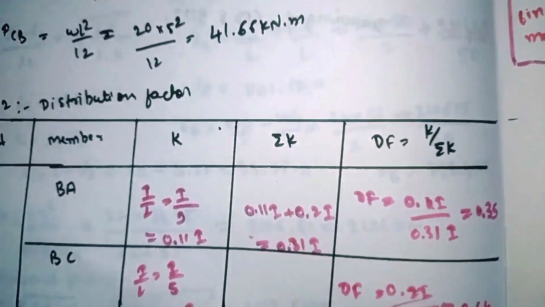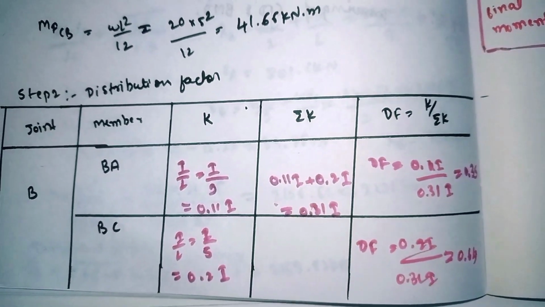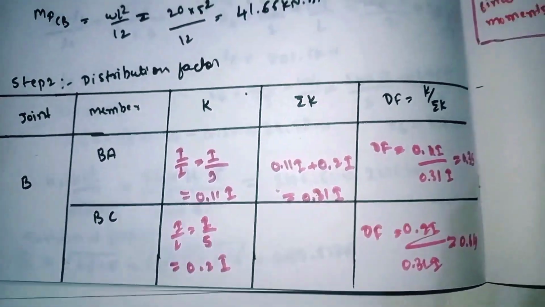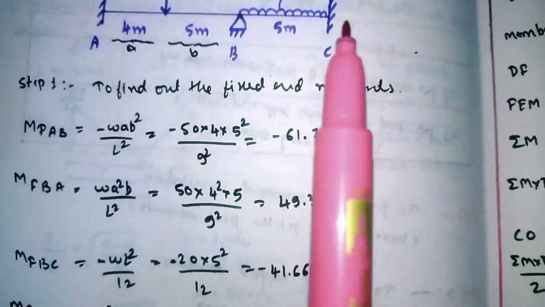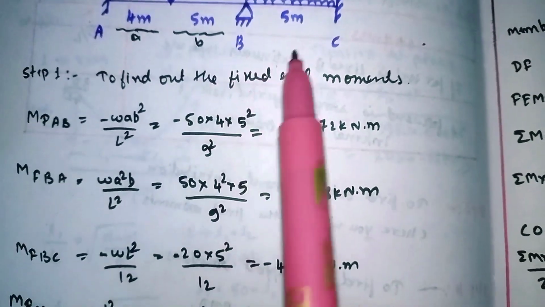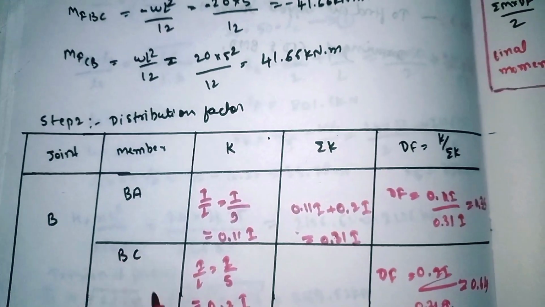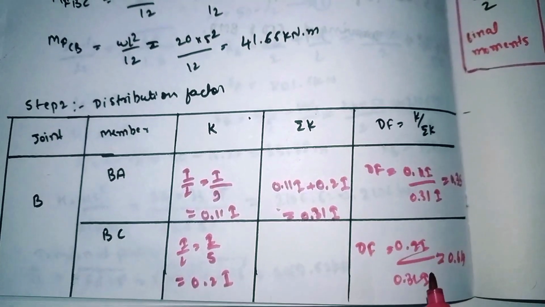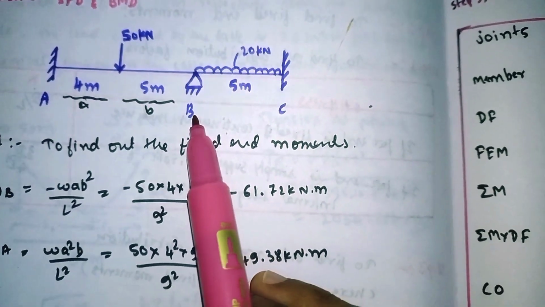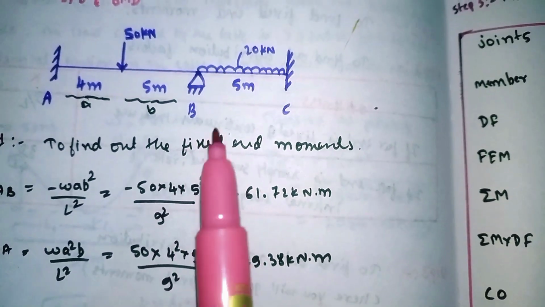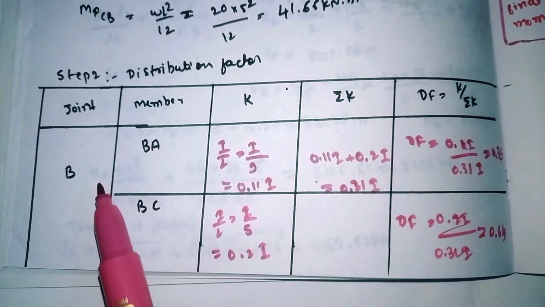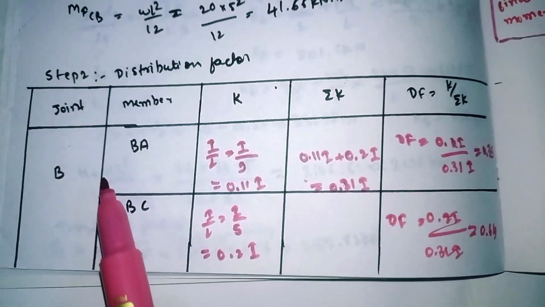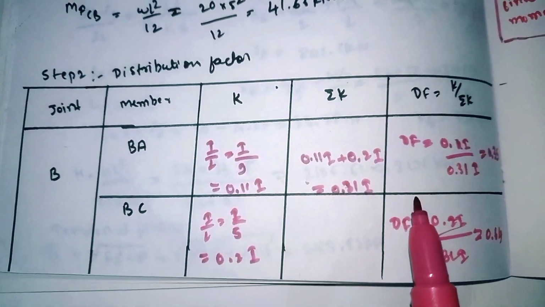This is our second step. One more thing here is, A and C are fixed, so moment will be there at the fixed ends. That's why we are not considering A and C for finding the distribution factor. Here B is a hinge, so it means the moment will be 0. That's why we are taking the joint B for the calculation of the distribution factor.